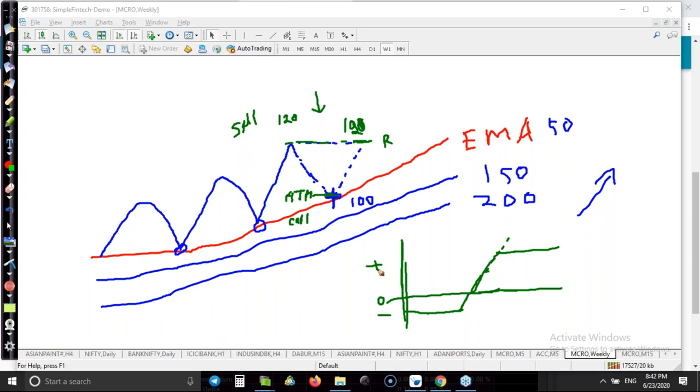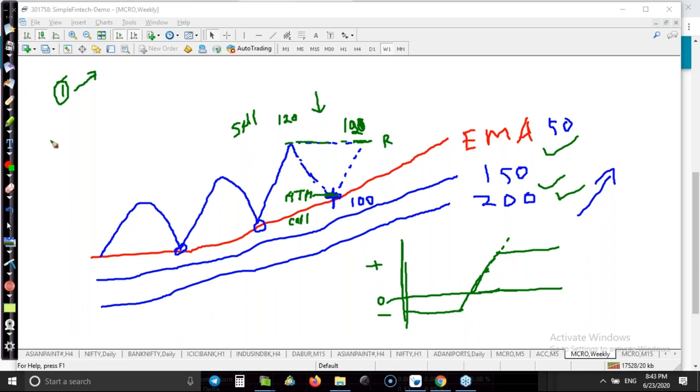So remember the criteria. What criteria are needed? Number one, price should be in uptrend or downtrend. For a downtrend we will use the opposite. We are looking for a clear uptrend. Who will tell us whether it is uptrend or downtrend? Moving averages will tell us.